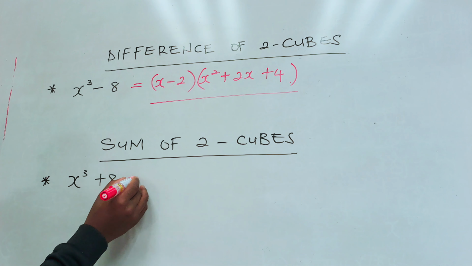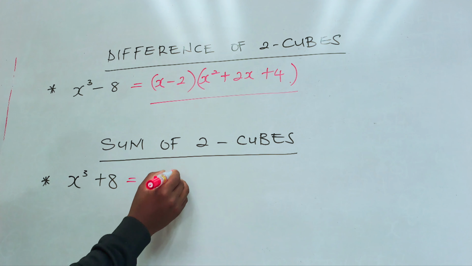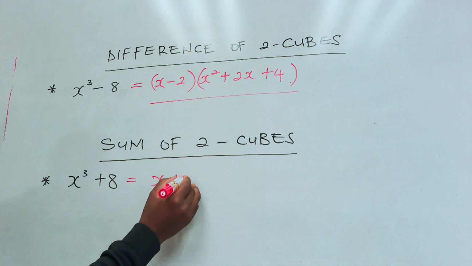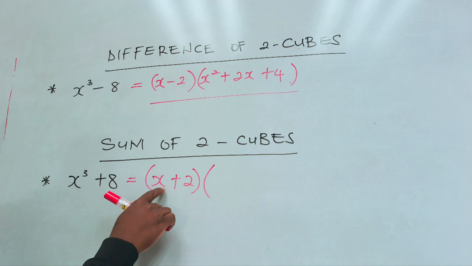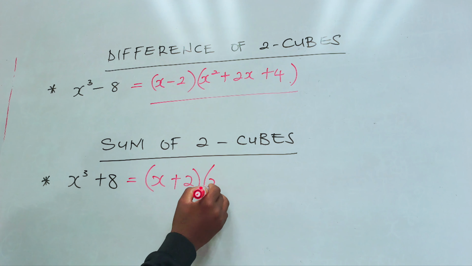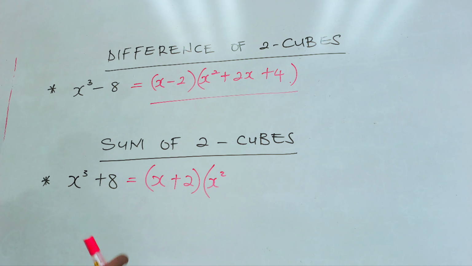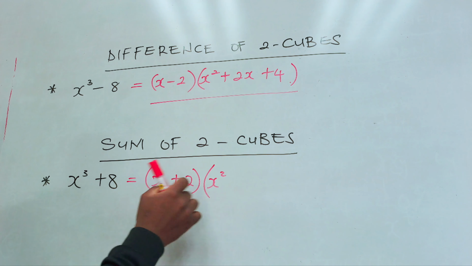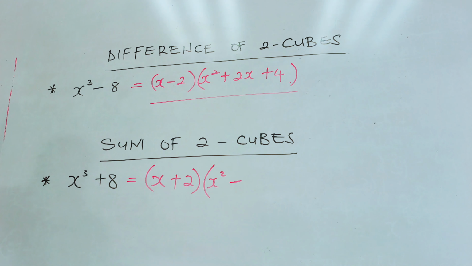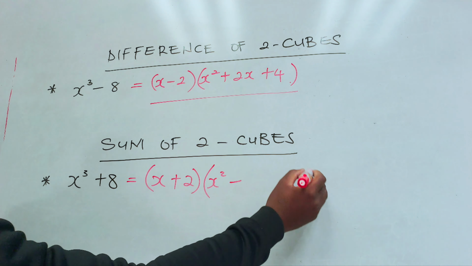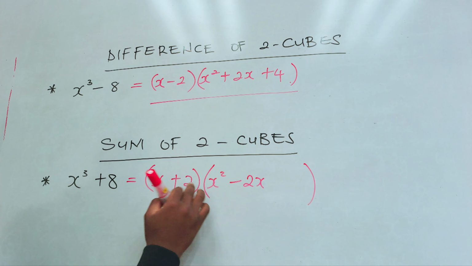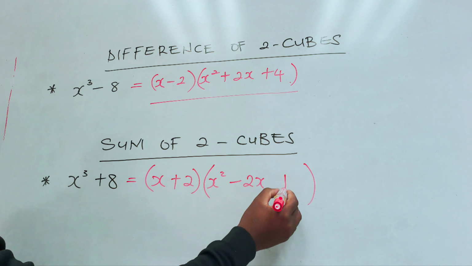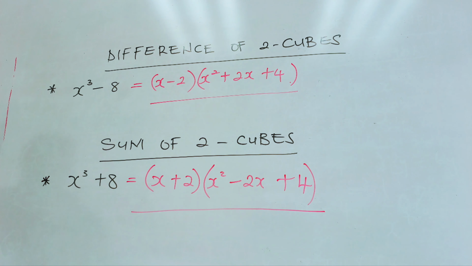Then for sum of two cubes, you do the same thing of finding cube roots of these numbers. x plus 2. Then you square the first term, we have x squared. Your sign is positive, so it's going to be negative in our next big bracket. Then you say 2 times x, we get 2x. Positive 2 squared is positive 4. So this is how we do difference and sum of two cubes.